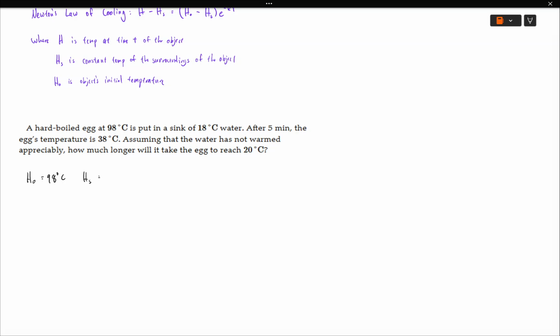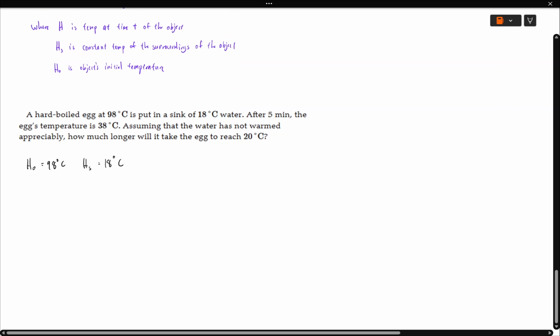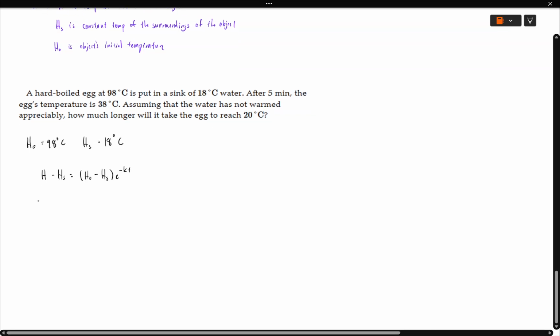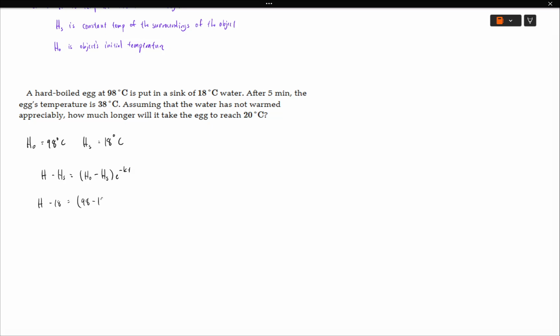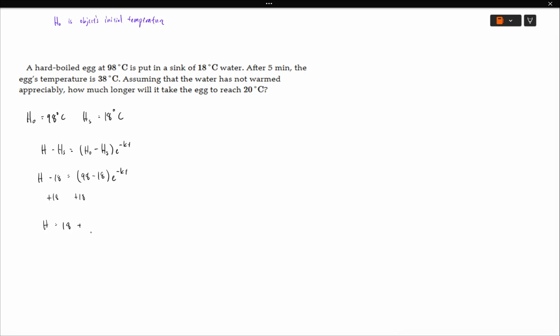The surrounding temperature, H sub S, is 18 degrees Celsius. And that's all we know so far. So with the general equation, we get H minus H sub S equals H naught minus H sub S e to the negative kt. So we're going to put H minus 18 equals 98 minus 18 e to the negative kt. We're going to add 18 to both sides. We're going to get H equals 18 plus 98 minus 18, which is 80, 80 e to the negative kt.